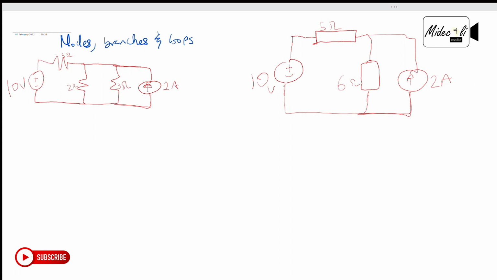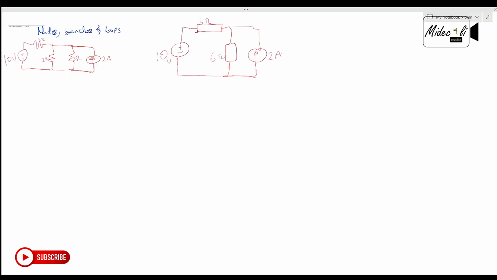Remember we said a branch is a single element of a circuit. So the point of connection between two or more branches is a node. A loop, on the third hand, is any closed path of a circuit.